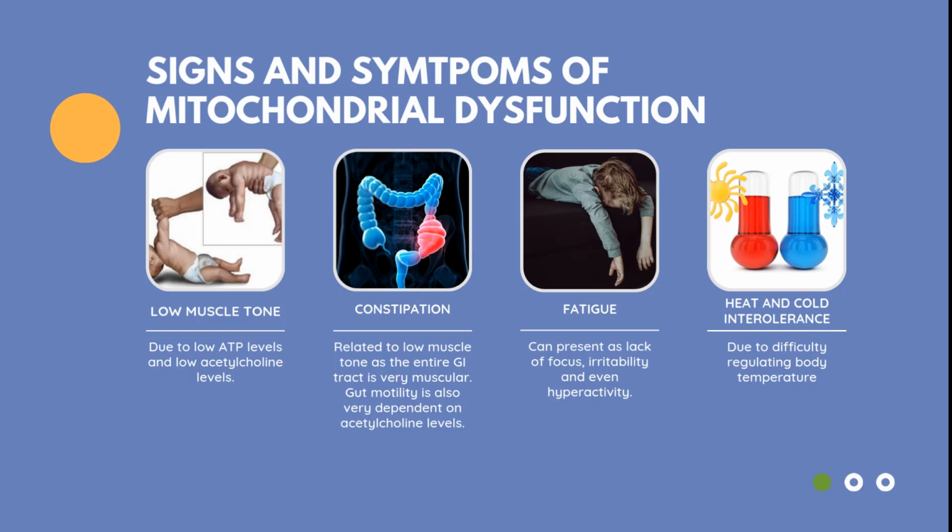And again, remember early on when I showed you the citric acid cycle, pyruvate to acetyl-CoA, and acetyl-CoA needed for acetylcholine synthesis. So ultimately, our acetylcholine synthesis, which is needed for muscle tone, gut motility, and brain health, comes from our ability to metabolize glucose efficiently. Other symptoms, of course, constipation. Acetylcholine is needed for gut motility.